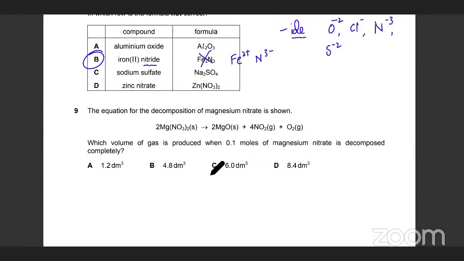Next one is a moles question. It's saying which volume of gas is produced when 0.1 moles of magnesium nitrate is decomposed. So 0.1 mole is decomposing, and he's talking about the volume of gas. So focus on the gas. So how many moles of NO2 gas would be produced?